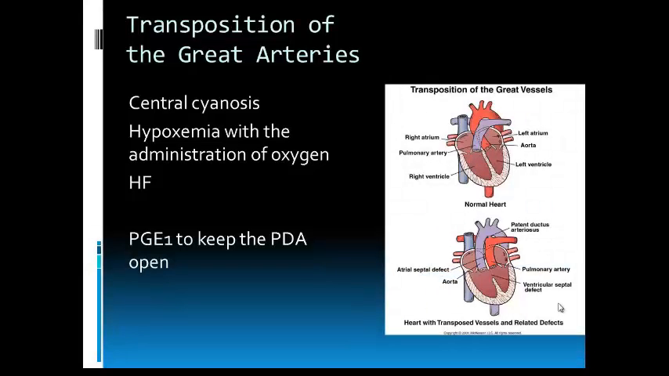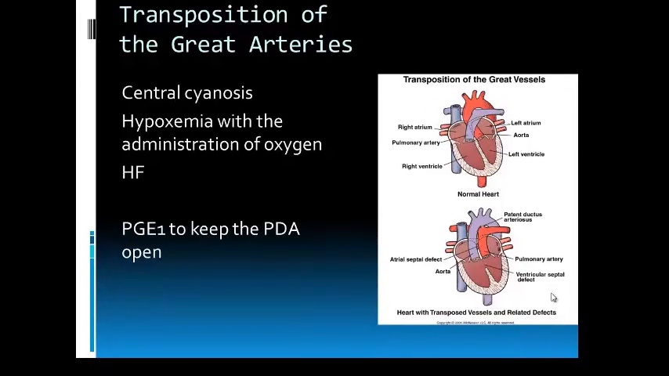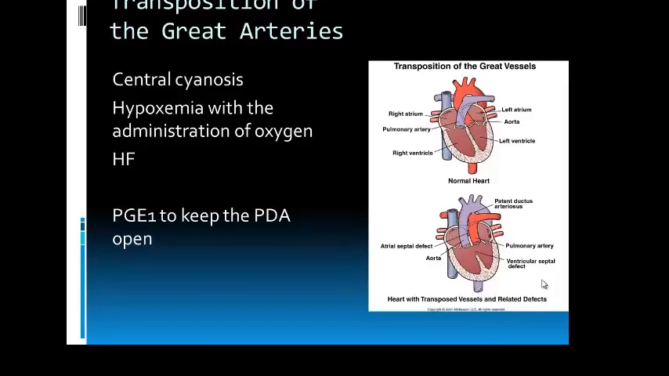Main thing here is we want to keep that PDA open. We give them PGE1, and we hope that some of that deoxygenated blood off the aorta will go back down and into the lungs. Survival depends on the foramen ovale and PDA. Usually these infants will have profound cyanosis. Minimal response to oxygen we see with these. And when the infant is old enough, they will do surgery to switch the two.